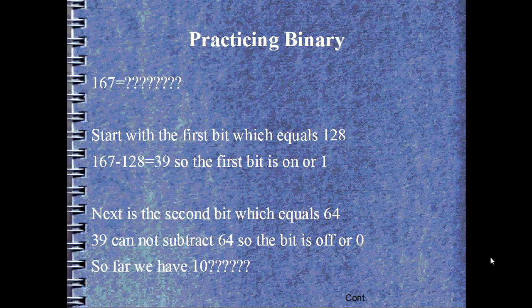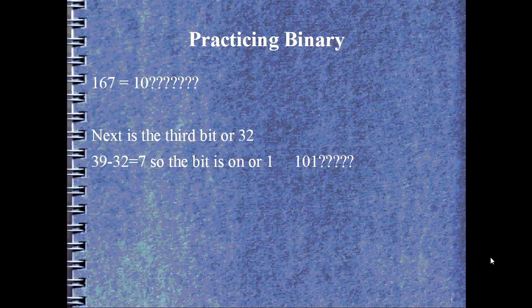The next bit is 64. 39 cannot subtract 64, so the bit is off, giving us a 0. So far we have a 1 and a 0 and 6 more bits that we don't yet know. Next bit is 32. 39 does subtract 32, giving us 7, leaving us with 1, 0, 1, and 5 more bits that we need to find out.